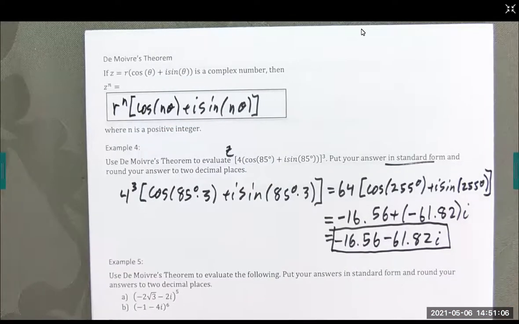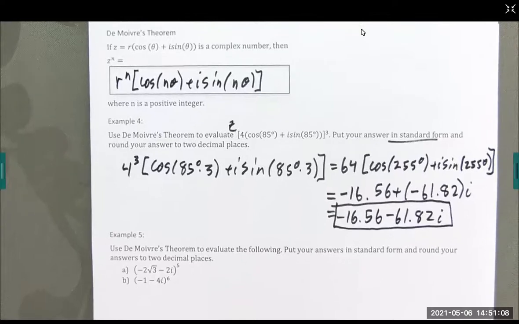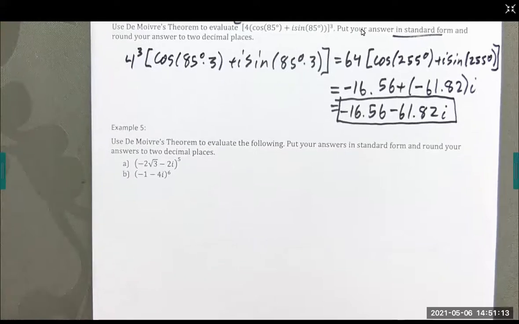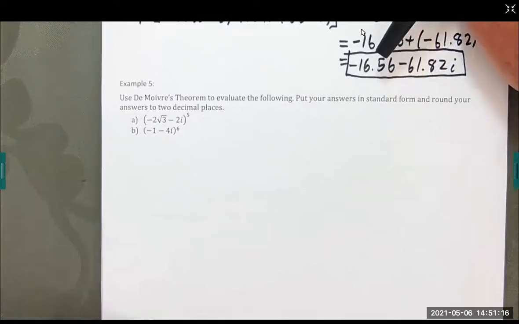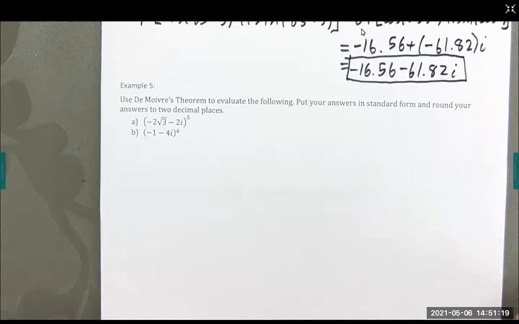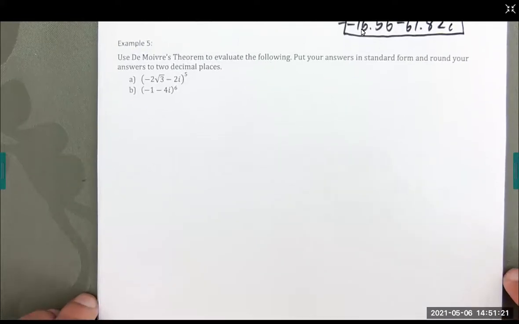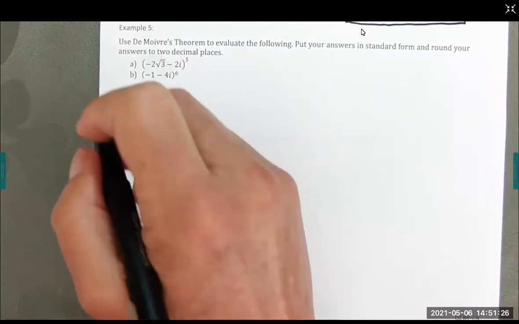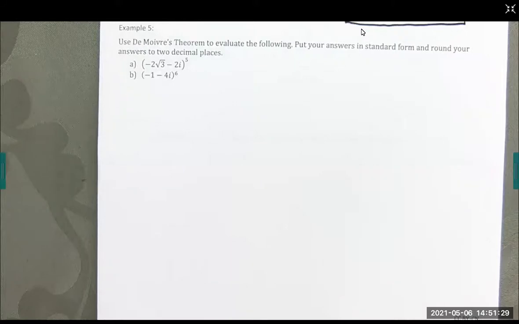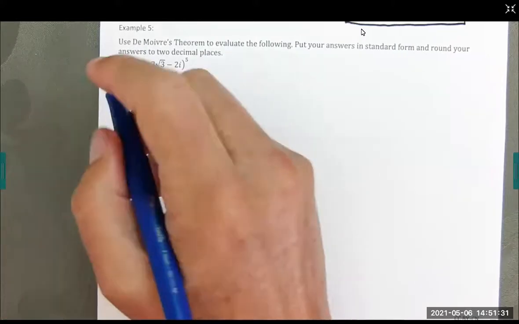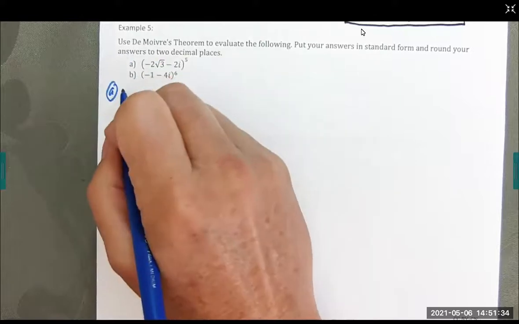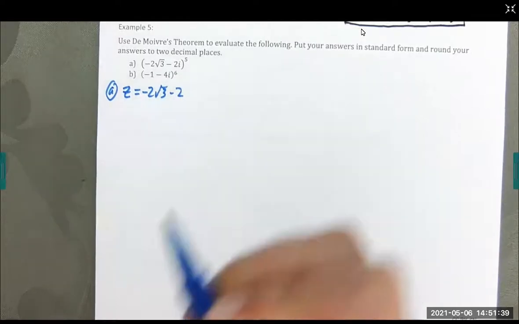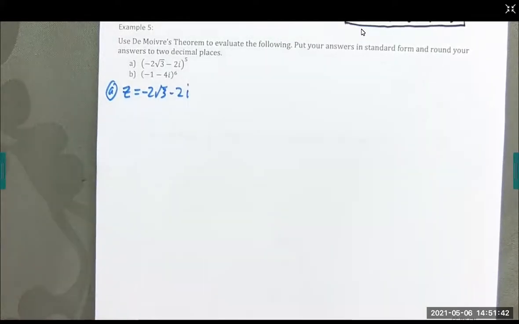Now, the tricky part is when we're given the number in standard form, like we are for this next example here. And we have to first convert the complex number into polar form, and then we can raise it to the 5th power. So let's start with A, and let's change colors here. So A, we have z, in this case, is negative 2 root 3 minus 2 i. And first, we're going to convert this into polar.